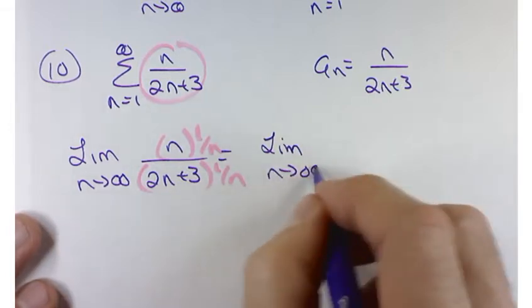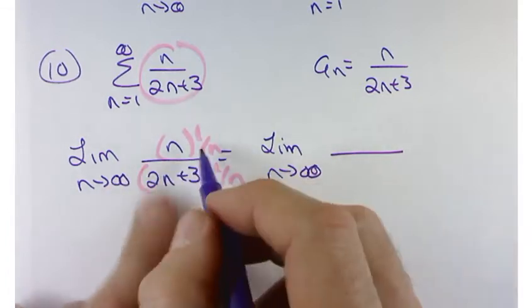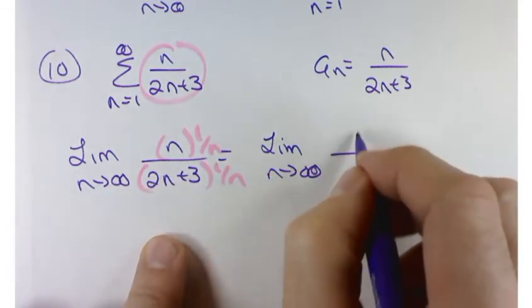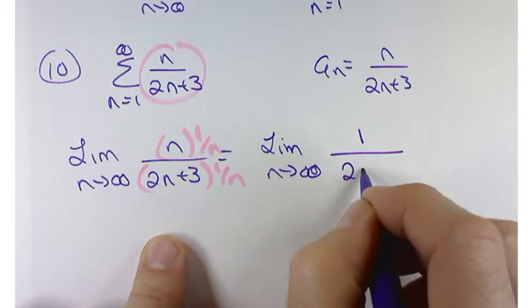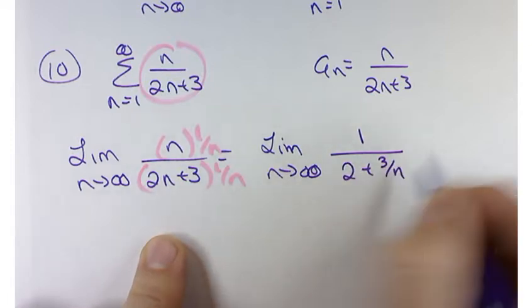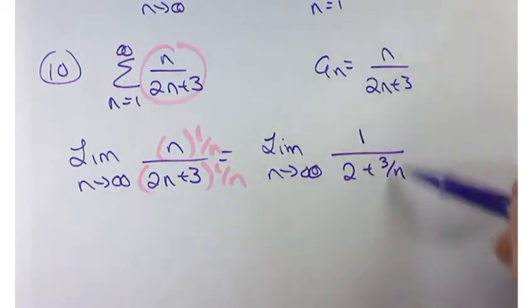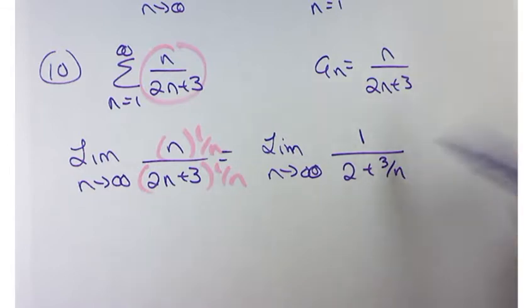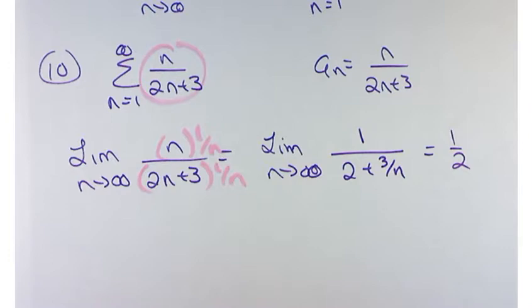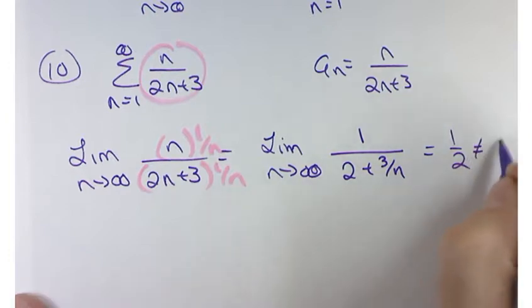But I'm hoping that you're comfortable with it. If I multiply the numerator and denominator by 1 over n, I'll get 1 over 2 plus 3 over n. And eventually, as n goes to infinity, this term's going to go to 0. So we get 1 over 2. There's a problem with that, though. It's not 0.